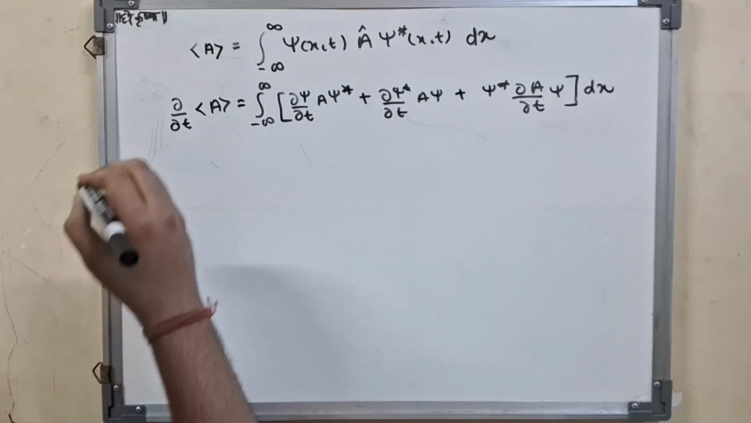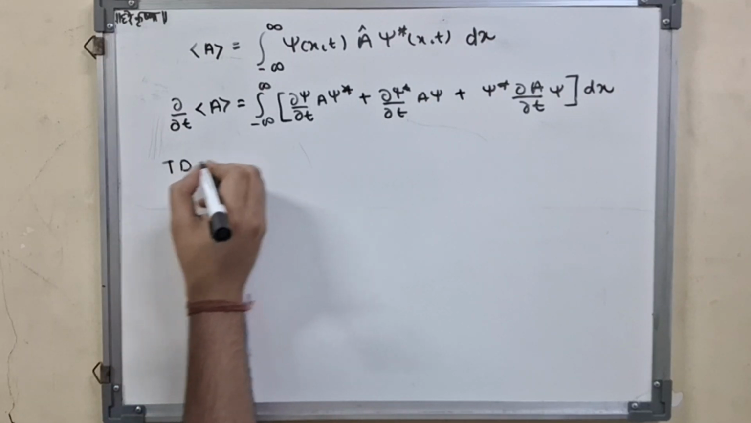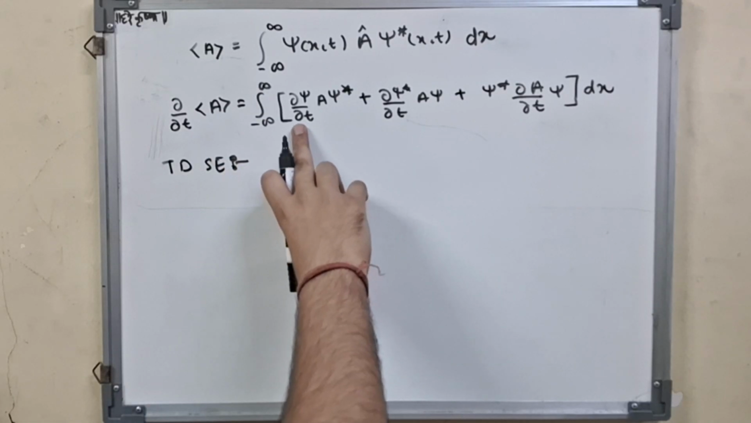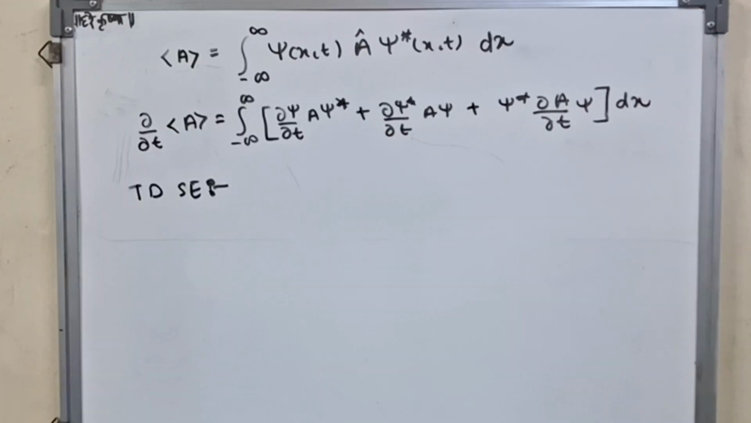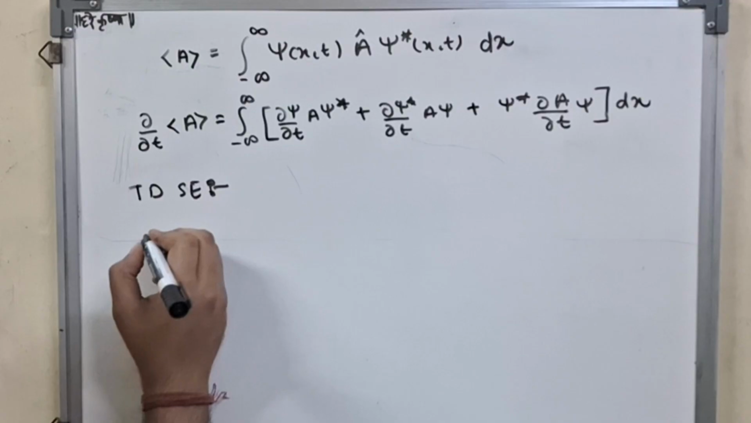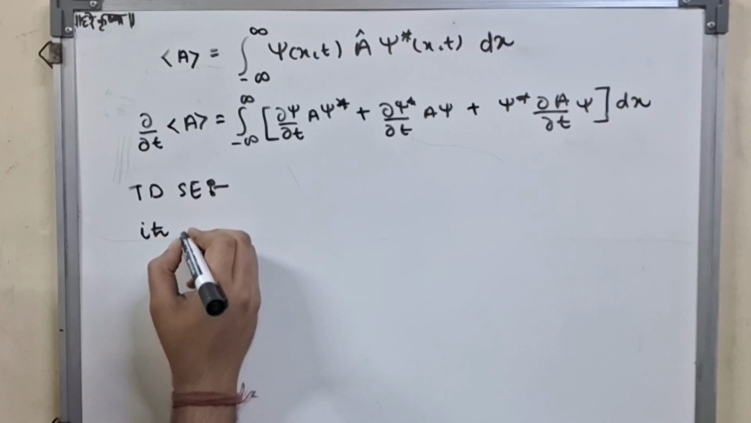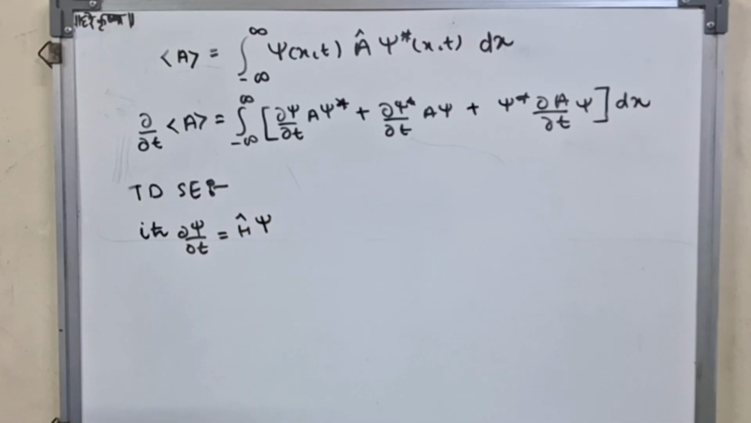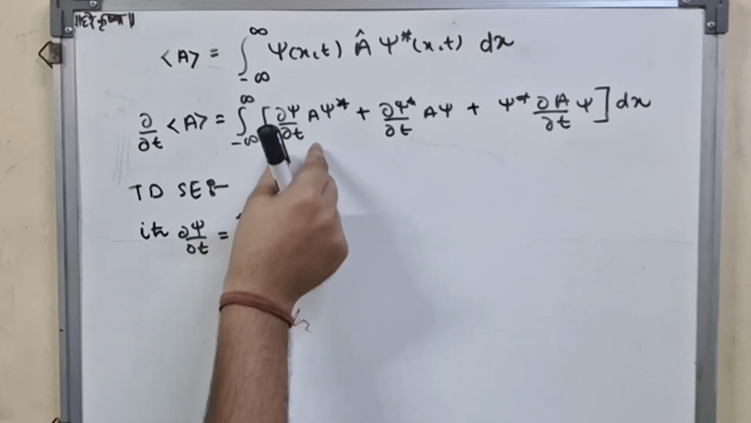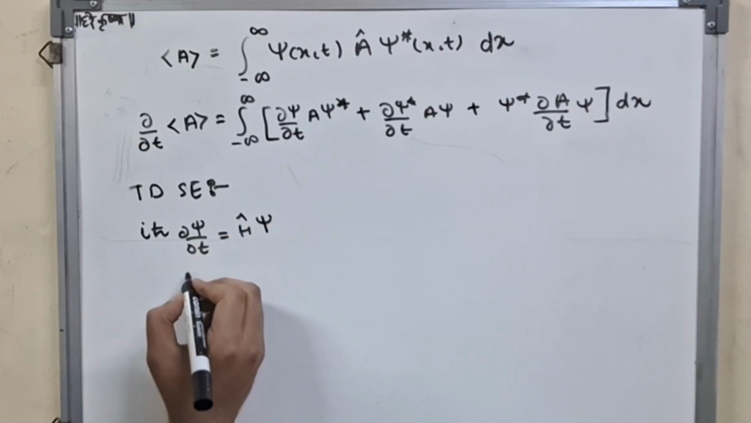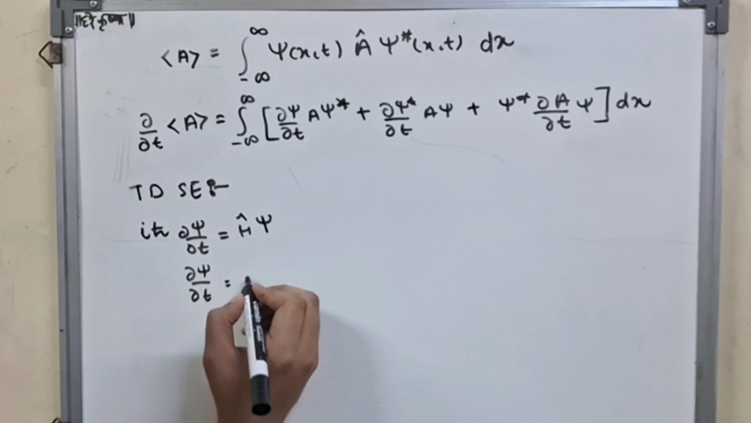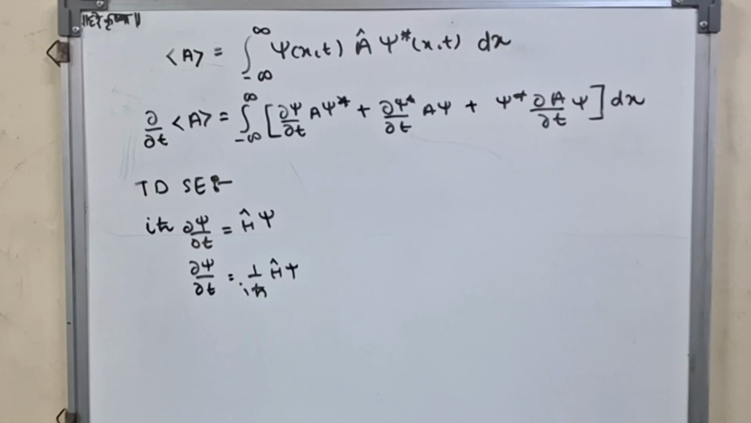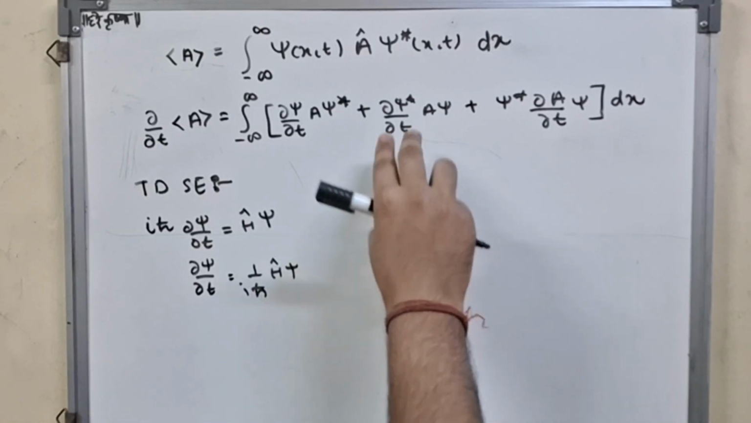Now we take the very important equation, which is the time dependent Schrödinger equation. Why? Because in that equation we can get the values of these two easily. Therefore, the time dependent Schrödinger equation is given by i h cut dou psi by dou t equals H psi. Now, of course, as I told you, we need to get this, so we rearrange it in this form: dou psi by dou t equals 1 upon i h cut H psi. Similarly, we also need to have a conjugate to get the value of psi star, right?